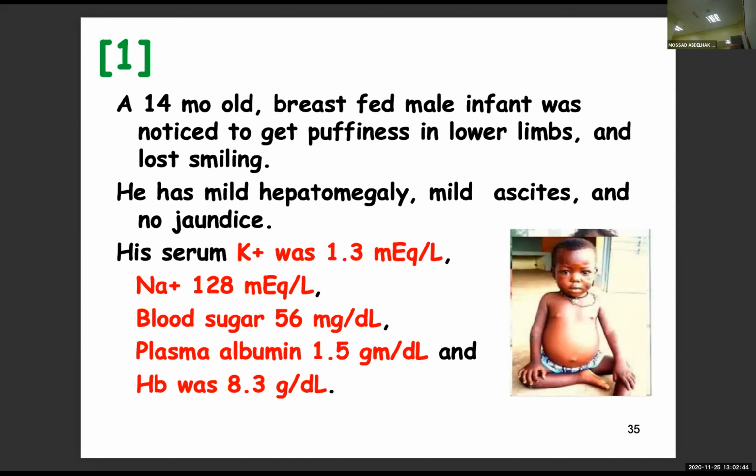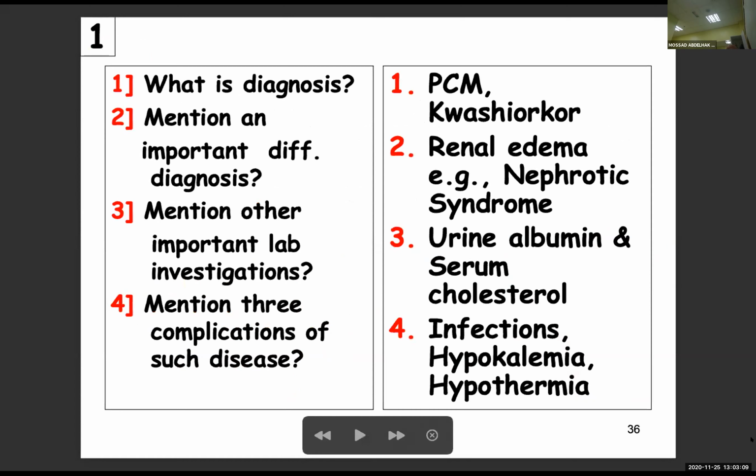Now I am going to check the investigation. I found the potassium is low, sodium is low, blood glucose is acceptable. Plasma albumin is low, but not so low, and also has anemia. So the next slide. If we come now to the diagnosis, it will be protein caloric malnutrition or kwashiorkor.